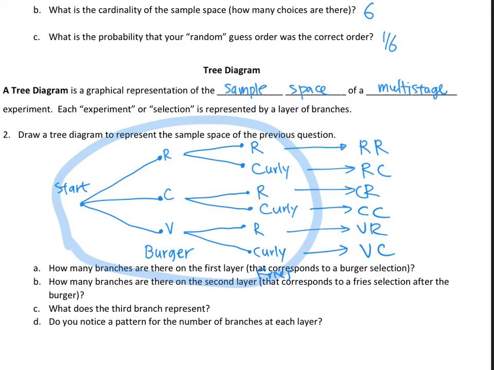So let's see. It says how many branches are there on the first layer? Well, 3, because on the first layer we have 3 branches. And then how many branches are there on the second layer? We happen to have 6 there, right? So what does the third branch represent? The third branch, 1, 2, 3, that's coming from C and R. So that's chicken burger with regular fries. So chicken burger plus the regular fries, right?